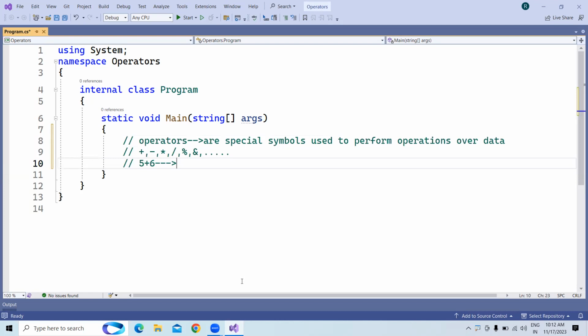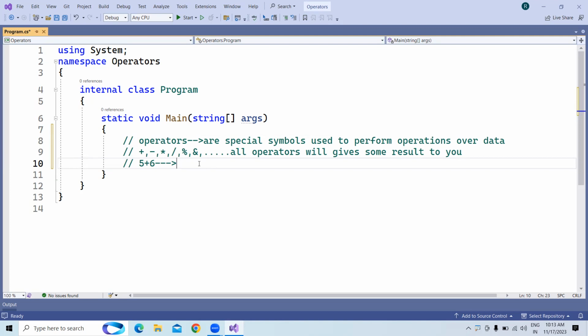All operators are going to give you some result after performing the operation. So here, what is the result? We will get some data, which is the return value from the operator.